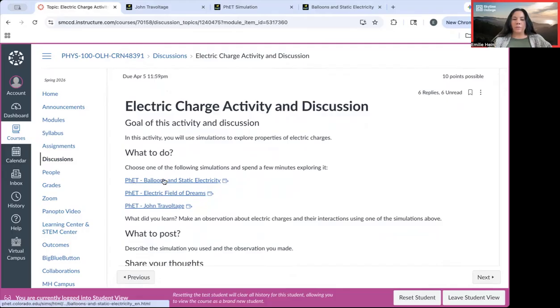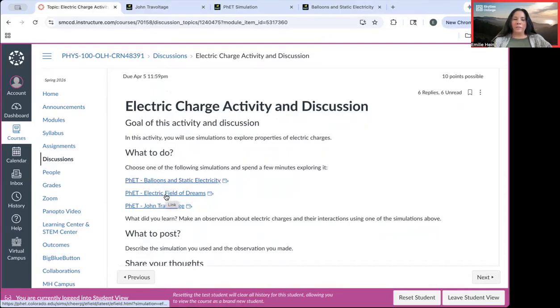So you can see the 3 are all PHYS simulations. One is called balloons and static electricity. This is something you can actually try at home if you have a balloon, but we'll see that this shows explicitly the charge, because in real life we don't get to actually see that.